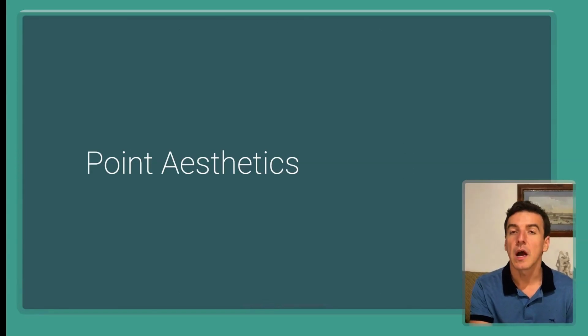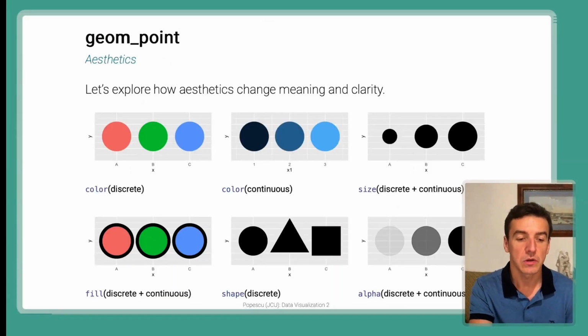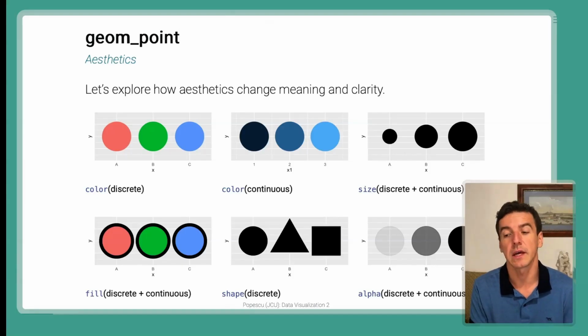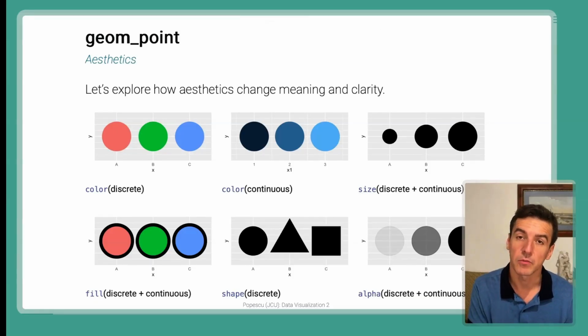So these are the kinds of aesthetics that we could possibly have for points. I would say that points is the type of geom with the most aesthetic options. So here they are. We can have different colors for discrete values. So these are things like color choices. We have different colors, yellow, green for our respondents. We can have color for continuous variables.